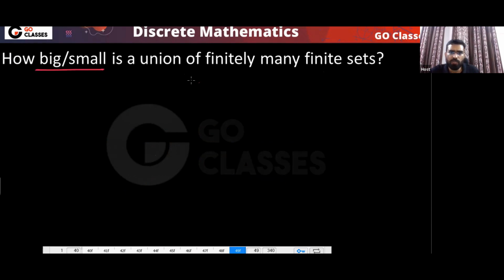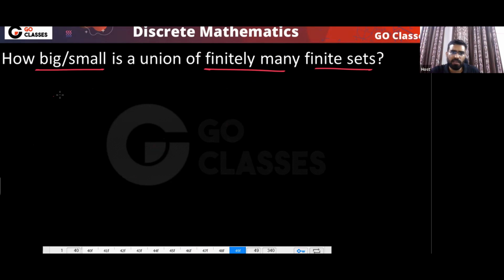Now let's see how big or small is the union of finitely many finite sets. So you have finitely many finite sets. It means every set is finite and the number of sets is finite.